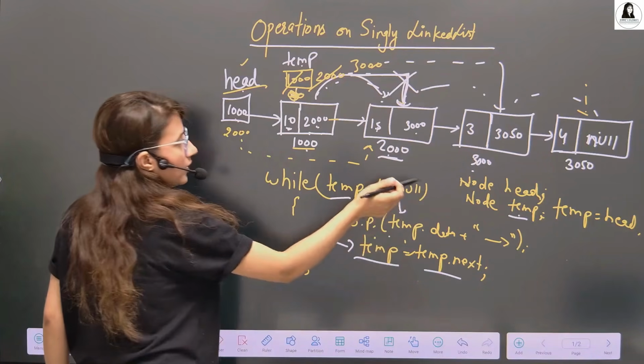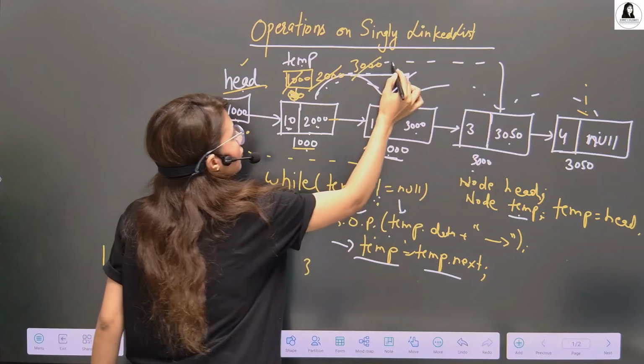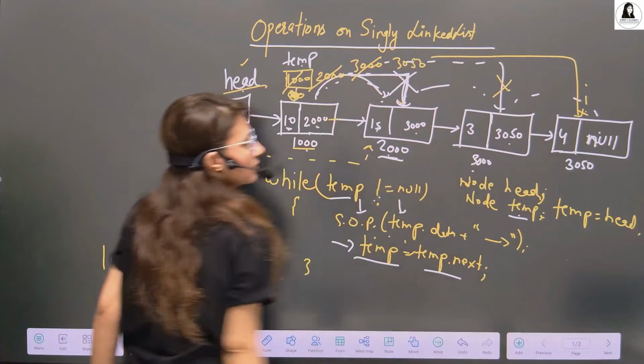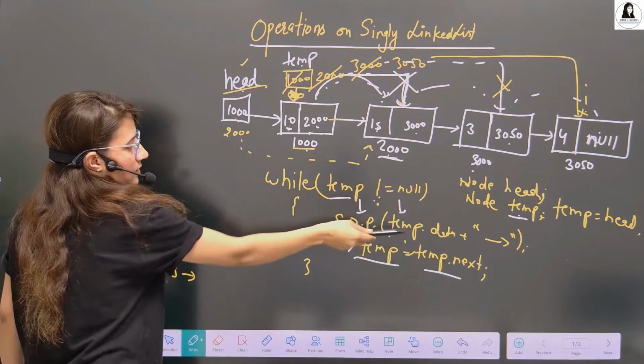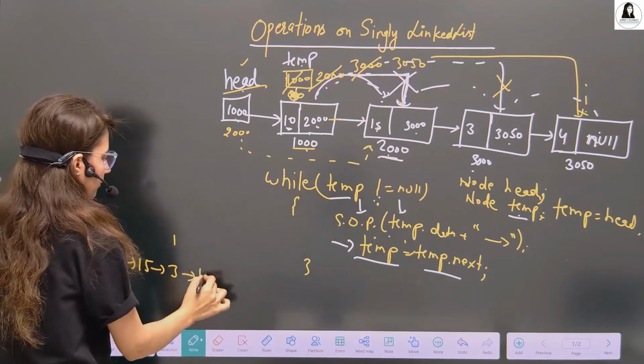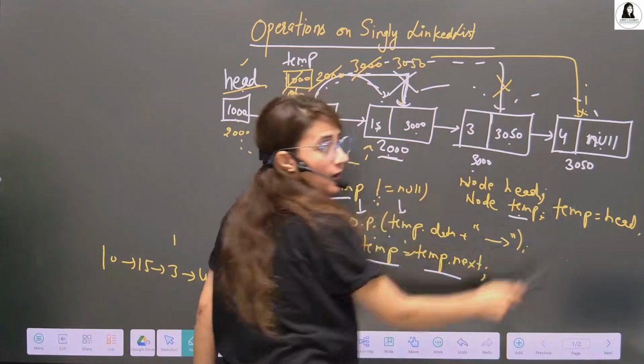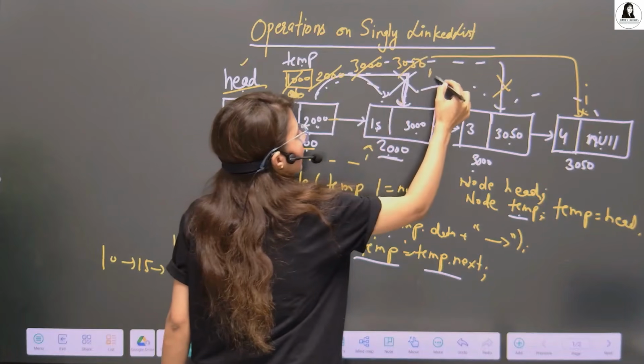Now temp is equal to temp next. 3050. Now we are having 3050. Now this is pointing to this. Not null. Yes. Temp data print 4 with this arrow. Temp is equal to temp next. In temp next, now we have null. So now we are having here null.